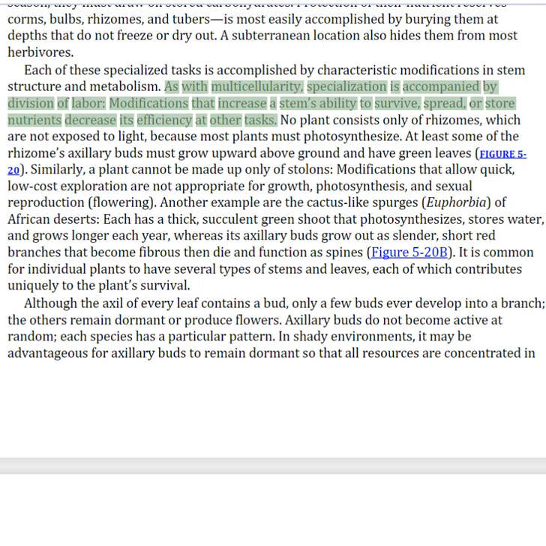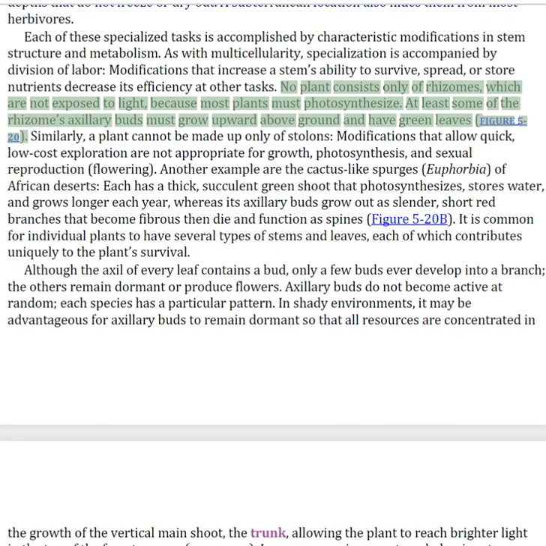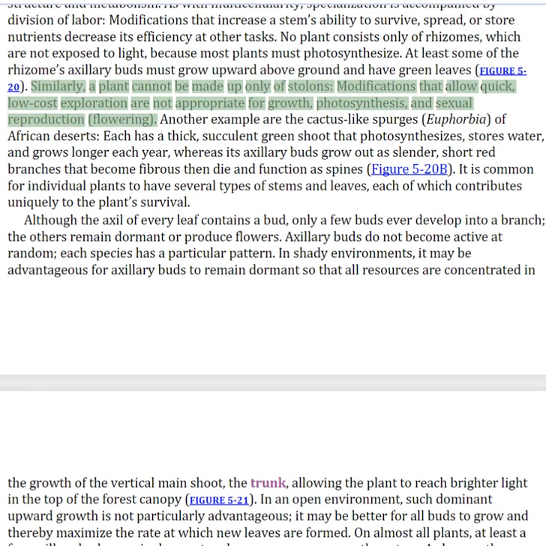As with multicellularity, specialization is accompanied by division of labor. Modifications that increase a stem's ability to survive, spread, or store nutrients decrease its efficiency at other tasks. No plant consists only of rhizomes, which are not exposed to light, because most plants must photosynthesize. At least some of the rhizome's axillary buds must grow upward above ground and have green leaves. Similarly, a plant cannot be made up only of stolons. Modifications that allow quick, low-cost exploration are not appropriate for growth, photosynthesis, and sexual reproduction.